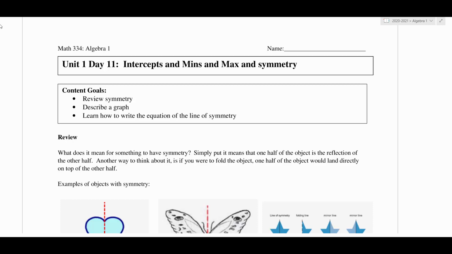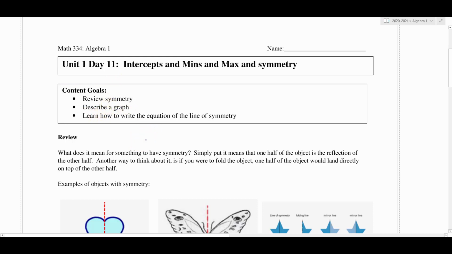Today we're going to be adding the final component of our ability to describe a graph, which is symmetry. We're going to review what symmetry is. You probably learned a little bit about symmetry back in junior high, so we'll talk about that a little bit. And then we'll talk about integrating that into how we describe certain graphs, all right? And we're also going to learn how to write the equation for the line of symmetry.